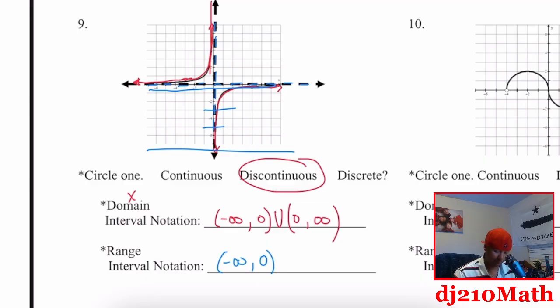So 0. We have 2 pieces, so we have to union them together. And it'll pick right up where that one left off, right? It'll be at 0, not including 0, and infinity with parentheses. So the domain and range here are exactly identical, right? X and Y could be any number as long as it's not 0, because that's where the asymptote is. The boundary.